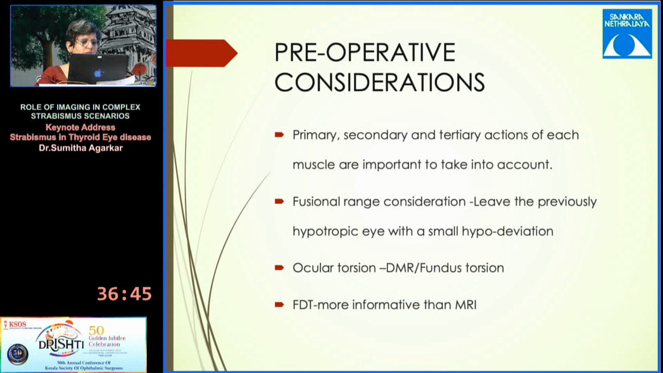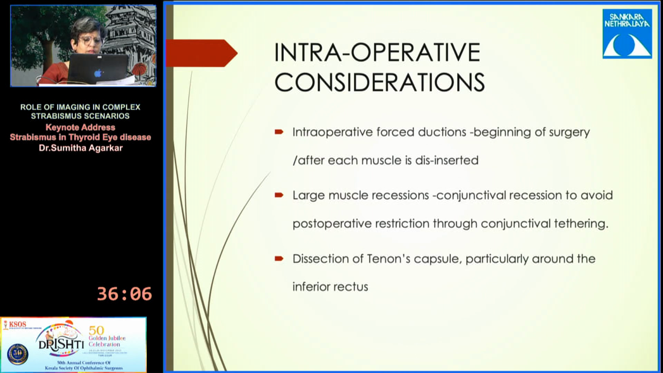So when you plan for surgery, preoperative consideration should include primary, secondary and tertiary actions also. You should know how to get rid of torsional action by moving the vertical muscles or the horizontal muscles, and you should keep that in mind, because the less you do is always going to be the best. For fusional range consideration, always leave the previously hypotropic eye with a small hypo; don't make it hyper, because that patient can become very, very uncomfortable. Keep ocular torsion as a factor when you're planning surgery, and many times FDT is far more informative than imaging in these conditions, especially when surgery is being planned.